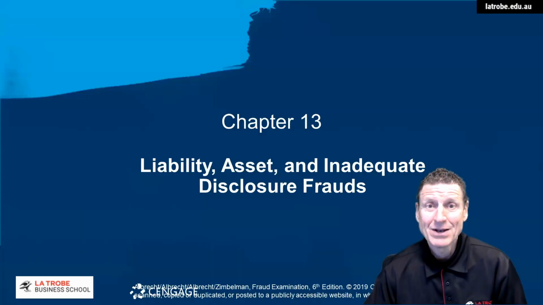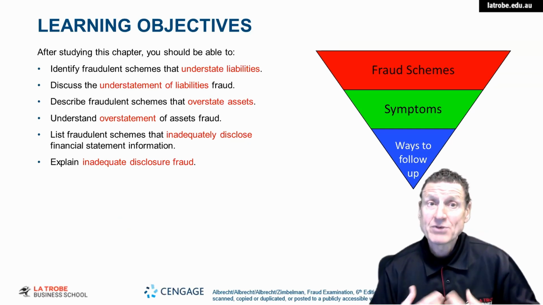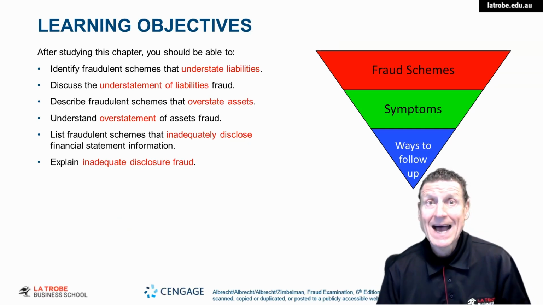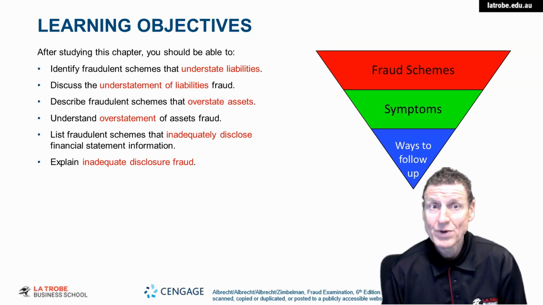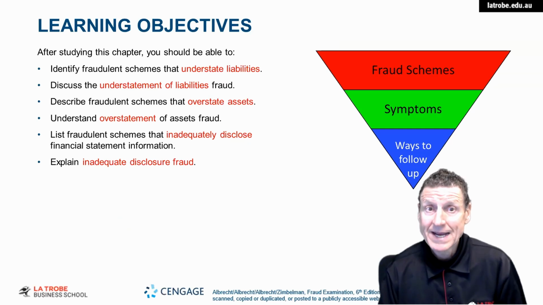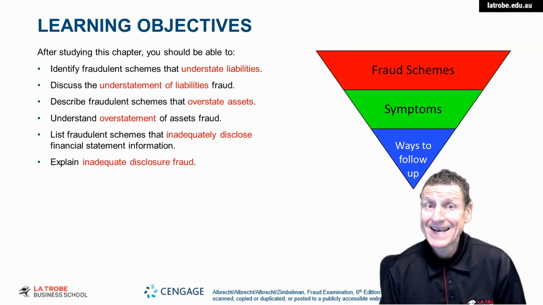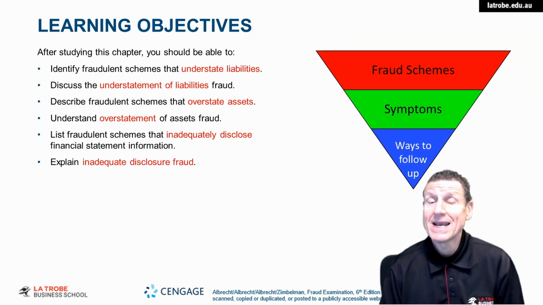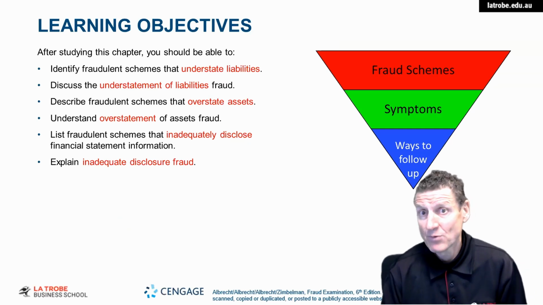Let's have a look at the learning objectives of this chapter 13. Liability, asset, and inadequate disclosure frauds. Well, we want you to be able to identify fraudulent schemes that understate liabilities, discuss the understatement of liabilities fraud, understand overstatement of assets fraud, list fraudulent schemes that inadequately disclose financial statement information, and explain inadequate disclosure fraud.